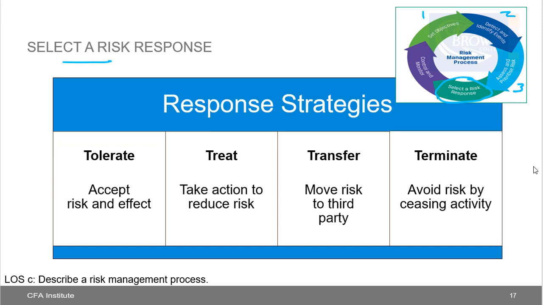Moving to treat, this strategy involves taking action to reduce the risk and its effect. Transfer, this strategy involves moving the risk and its effect to a third party, for example, an insurance company. Insurance companies transfer the risk. And finally, there's terminate as the 4th T. This strategy involves avoiding the risk and its effects by ceasing the activity.